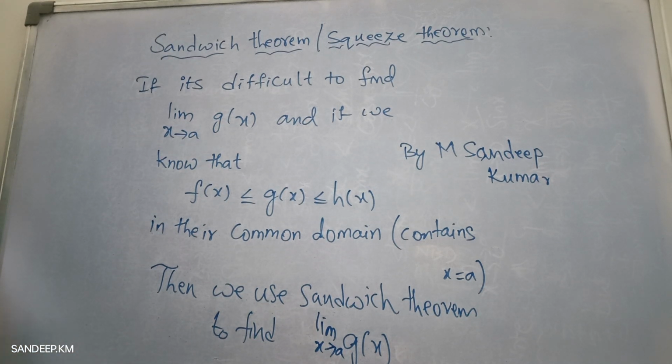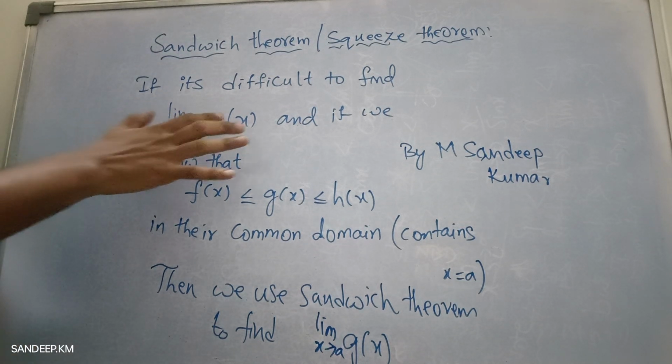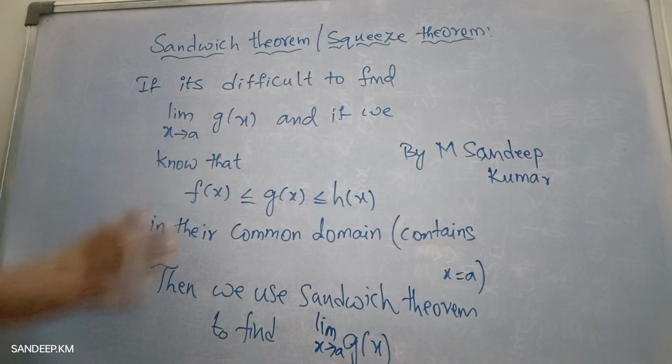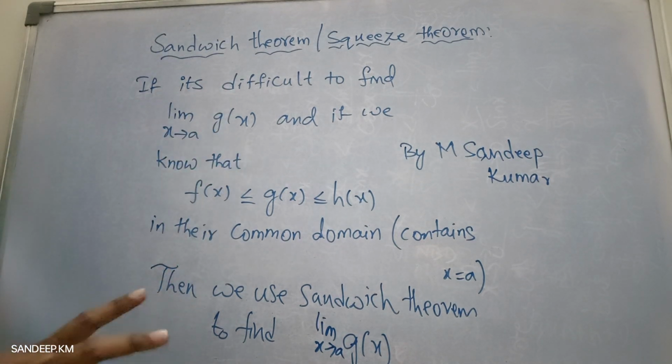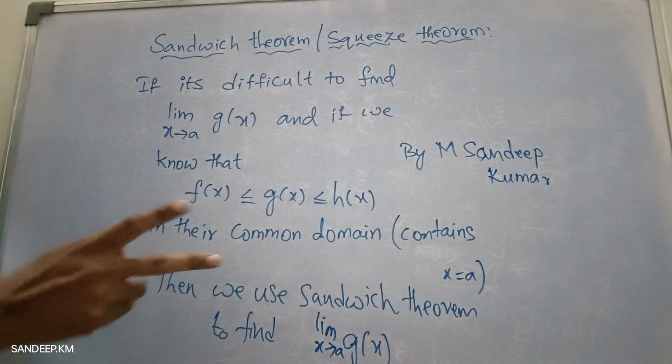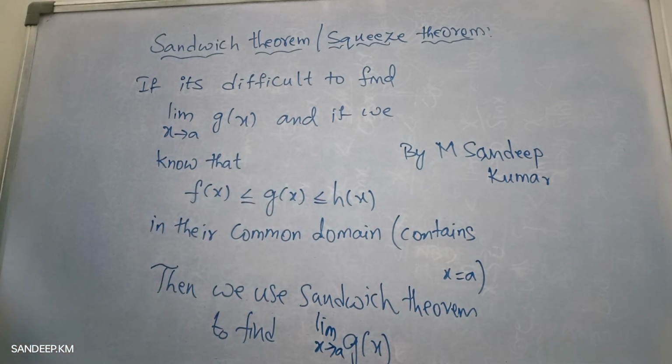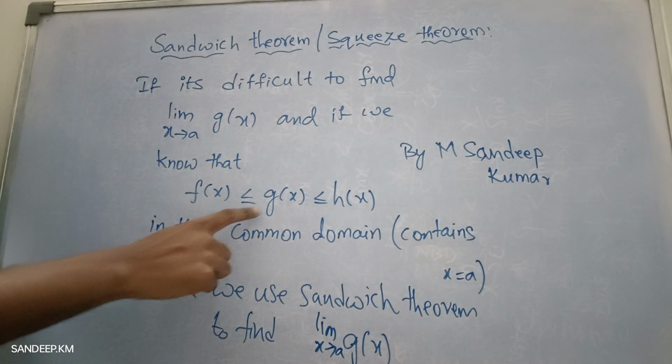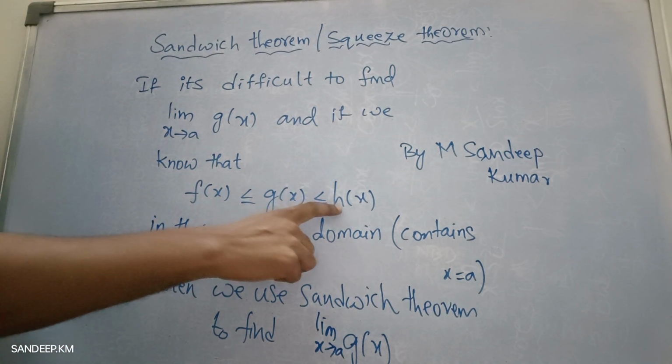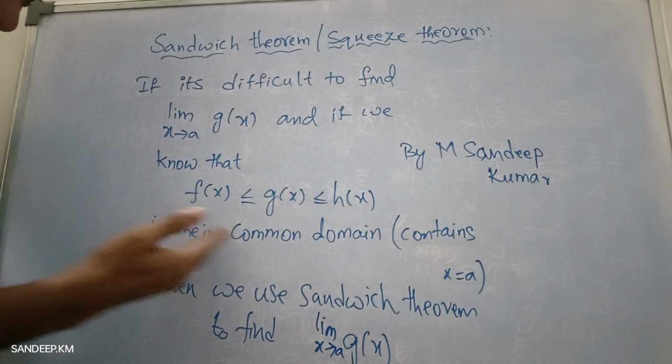Okay. So when do we use Sandwich Theorem first of all? Before knowing what Sandwich Theorem is, let us see when we use it. Generally, sometimes it will be really difficult to find the limiting value of a function g of x when x approaches a, using the known methods. But we know that g of x is sandwiched between two other functions, f of x and h of x, which means f of x is less than or equal to g of x and g of x is less than or equal to h of x, in their common domains.